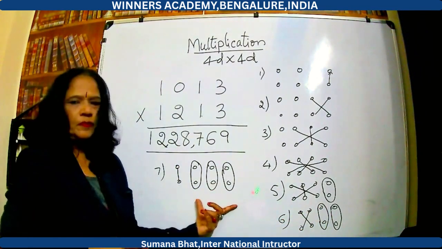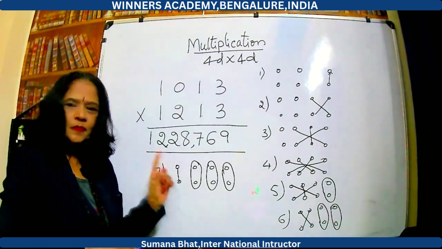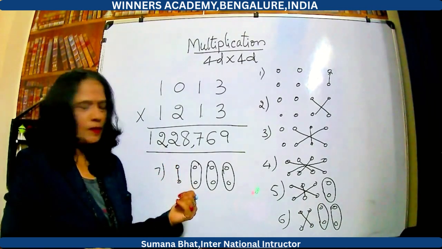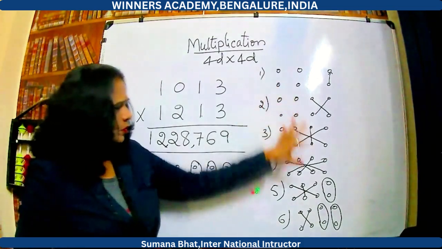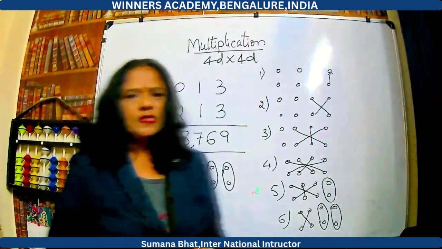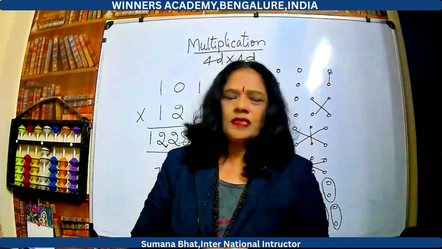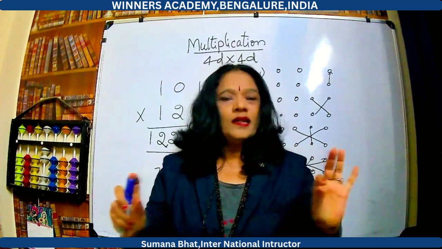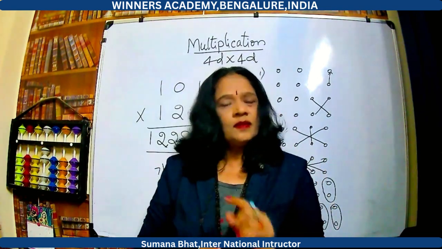And in the next, leave units, tens, hundreds, and only the thousands you have to multiply according to the pattern. So if you know the pattern, easily you can do this. So this is how we are going to multiply 4-digit and 4-digit numbers in only one line answer. This is the method.